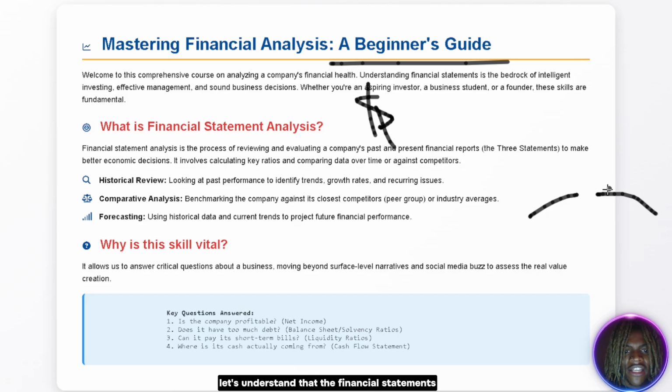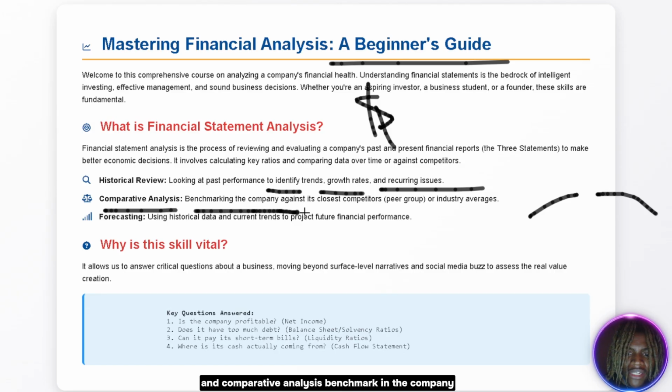Let's understand that the financial statements are going to be the bedrock of intelligent investing, effective management, and sound business decisions. Whether you're an aspiring investor, a business student, or a founder, these skills are going to be fundamental and imperative. So let's take a look at past performance. You've got to look at past performance to identify trends, growth rates, and recurring issues with the company. And comparative analysis: benchmarking the company against its closest competitors, peer group, or industry averages. Okay, see how it's faring.